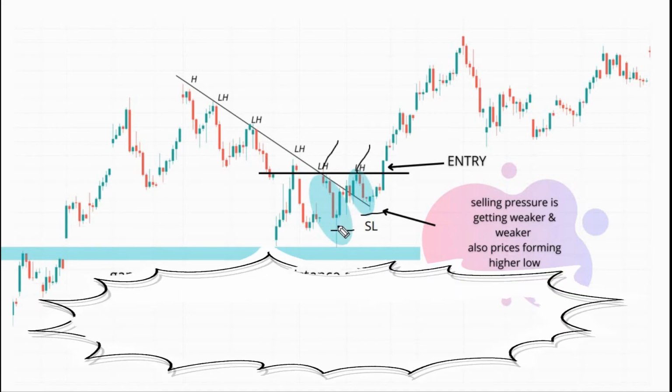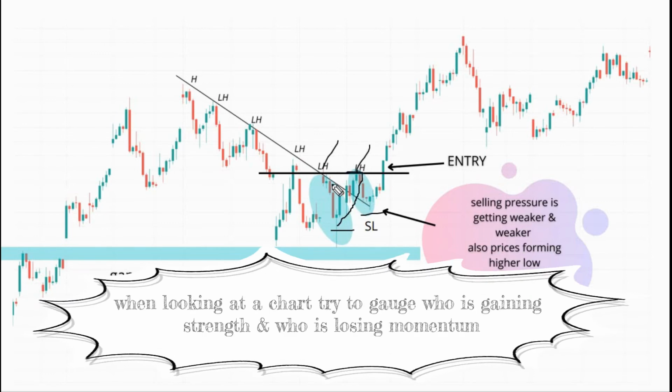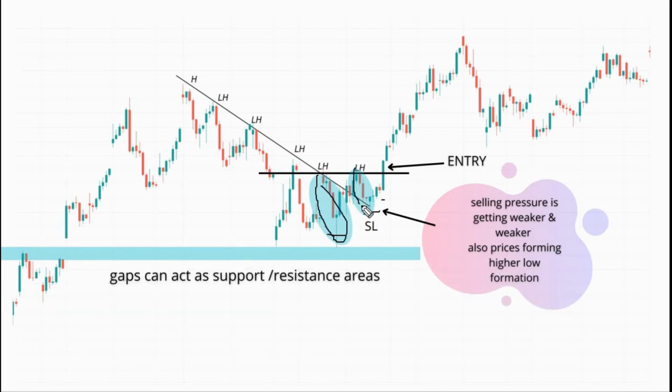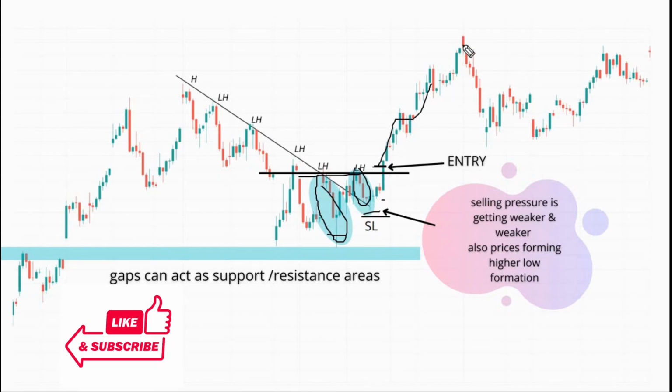And also for the first time in this downtrend we saw a trend line breakout. Okay, so there are multiple factors, and then by forming higher low formation and the selling pressure was also getting weaker, prices broke out of this important resistance zone. So we'll enter here, stop loss here, and see the huge upside momentum after that.